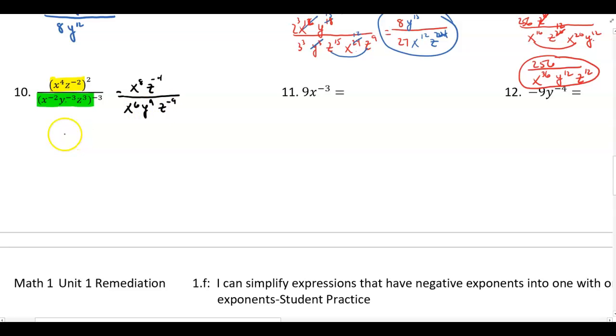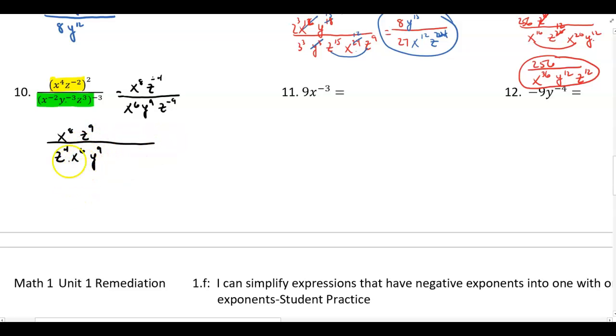And now I'm going to get rid of negative exponents. X to the 8th stays. Z to the negative 4th goes down. X to the 6th stays. Y to the 9th stays. Z to the negative 9 goes up.